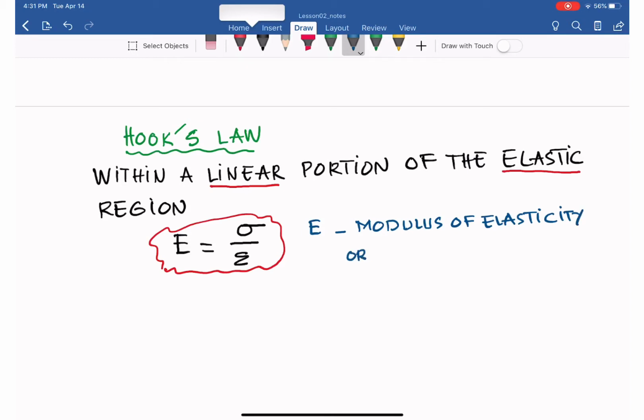It is also named after a scientist called Young, so it is the Young's modulus. So that is Hooke's law here. The modulus of elasticity is unique for each material, and as you can see, it's sigma over epsilon. Epsilon is inch over inch, sigma is ksi, so the unit of E, the modulus of elasticity, is the same as sigma.